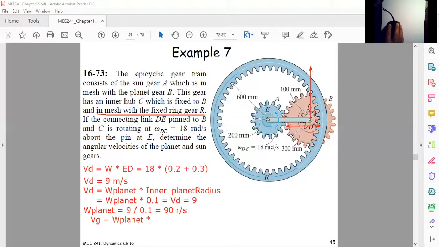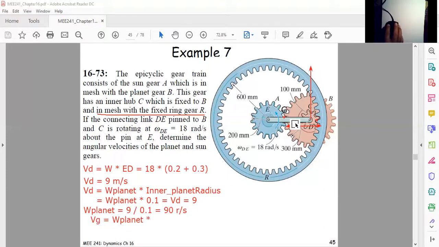So we need to get the velocity of this point, because this point belongs to the planet and also it belongs to the sun, and we can use this point to find the angular velocity of the sun. But we can find this velocity first using the angular velocity of the planet. So velocity of point G is here, like I mentioned. Yes, this is point G. We can change the color to black maybe. Okay, so this is point G.